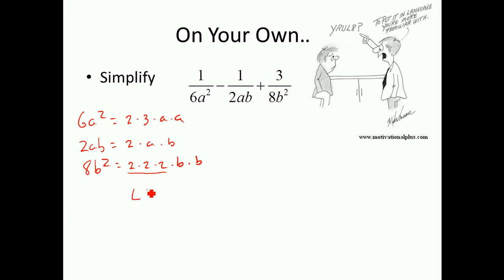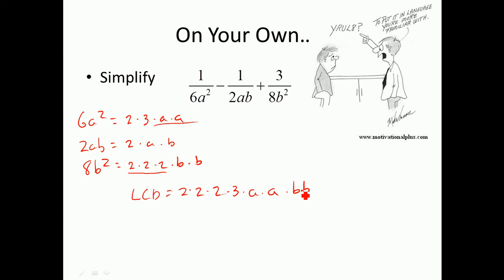So when we're doing our LCD, we have that many 2s. Who has the most 3s? This one has 1 3, so we have 1 3. Who has the most a's? Up here, that means 2 a's. And who has the most b's? That means 2 b's. Let me put a multiplication.